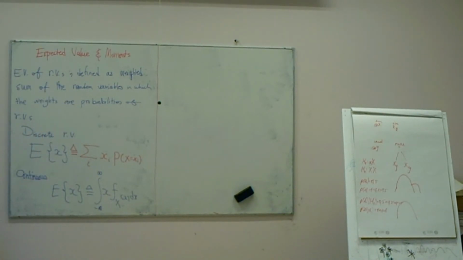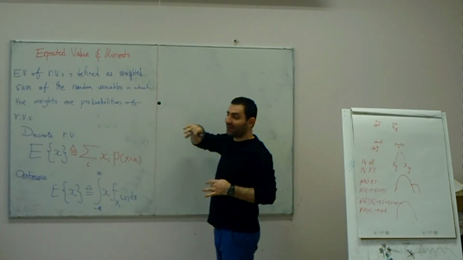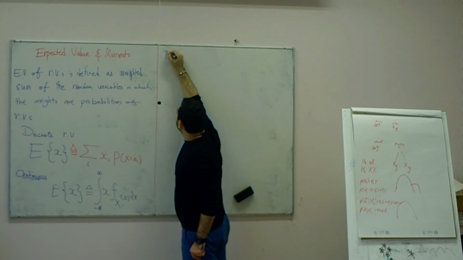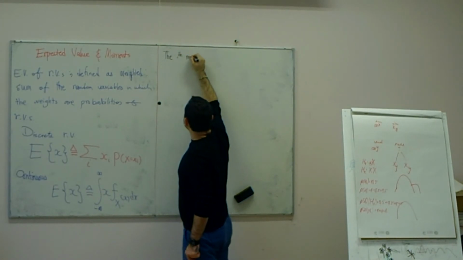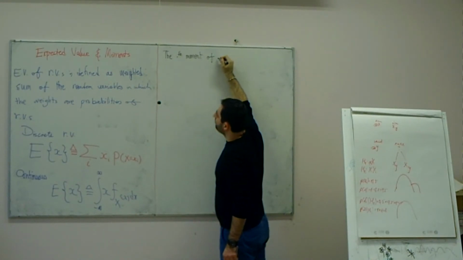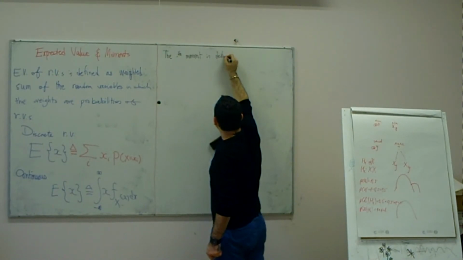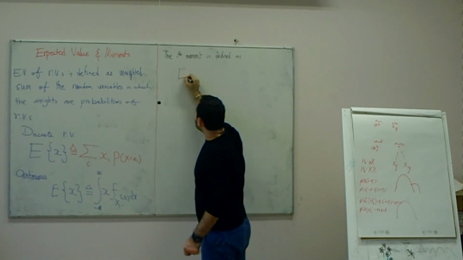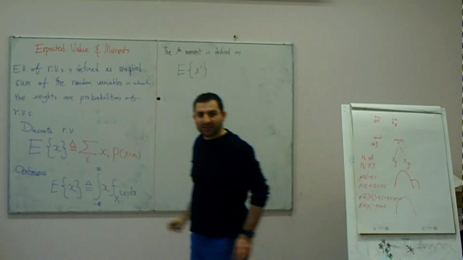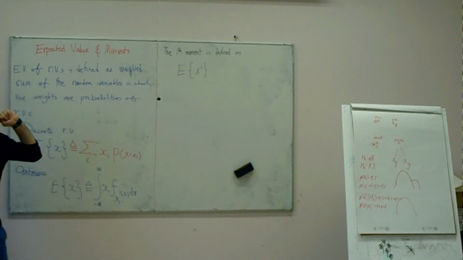Before I get back to this equation, I want you to define also the moment, and I will tell you what they really represent. The ith moment is defined as the expected value of x to the power i. This is called the ith moment. First moment, this is the first moment. Second moment is when i is 2, and so on.